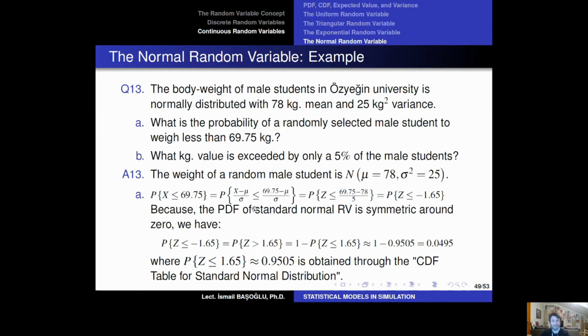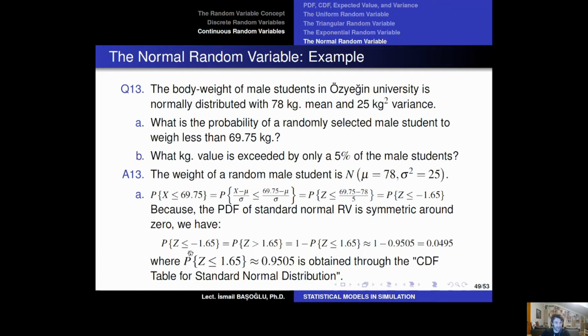However, sigma is positive. So when you standardize, the left-hand side becomes a standard normal random variable, and the right-hand side will become minus 1.65 when you plug in the location value as 78 and the sigma value as 5. Probability that Z is less than or equal to minus 1.65 here is what? You are going to calculate that value using the symmetry of the standard normal random variable.